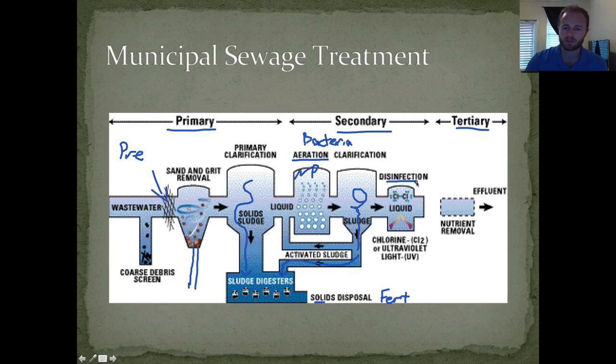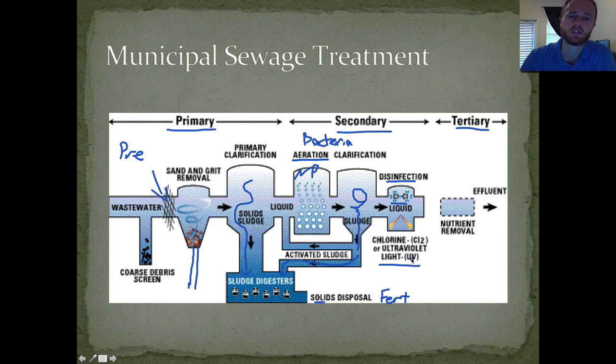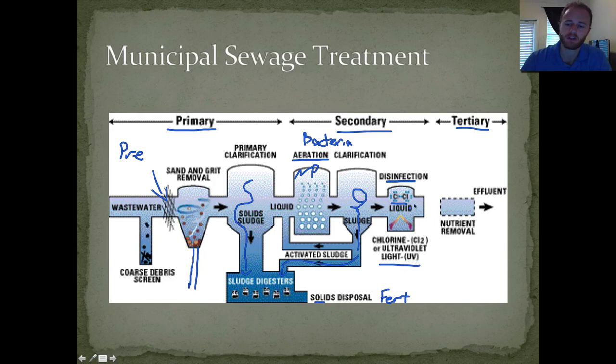And then the last part is disinfectants, and they use chlorine or chlorine gas, Cl2, and they hit it with chlorine or ultraviolet light to get rid of some of those disease-causing agents that might have gotten through different types of bacteria. And then last but not least is tertiary treatment, which also uses other types of chemicals like chlorine or different types of chemicals to get rid of some of those last organic compounds.